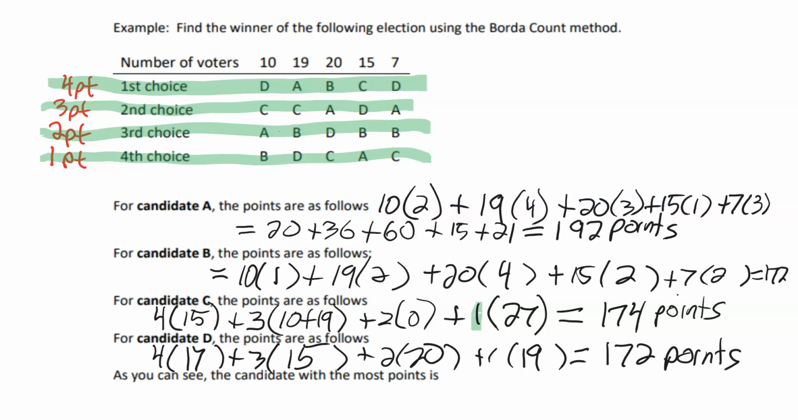Okay, we take a look at the points. The largest number of points gets you the winner. The candidate with the most points is A, the winner by a Borda count.